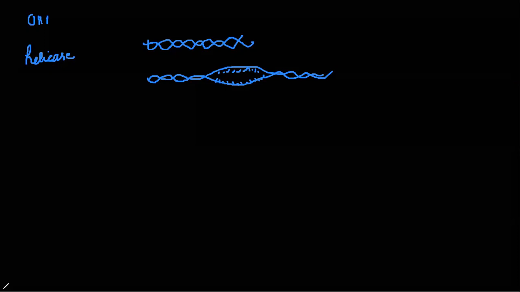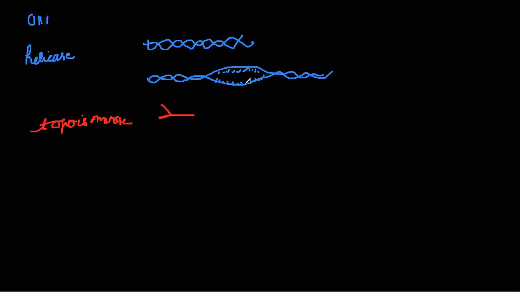Then topoisomerase acts, that is, it prevents recoiling of the two strands. So after the action of helicase, the next enzyme that acts is topoisomerase. It prevents the recoiling of the strands. Formation of the replication fork, that is, start synthesizing the new strand. So what is this replication fork? It is the Y-shaped point where topoisomerase and helicase act to unwind this DNA.